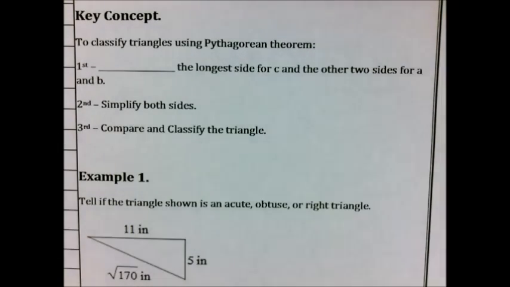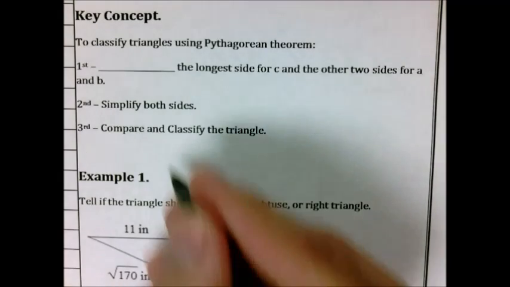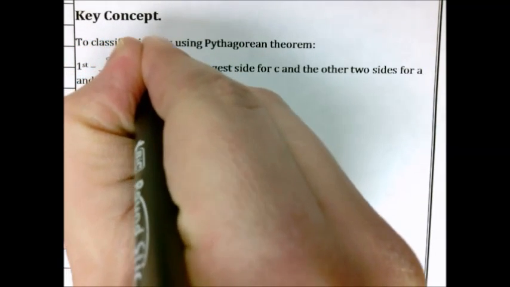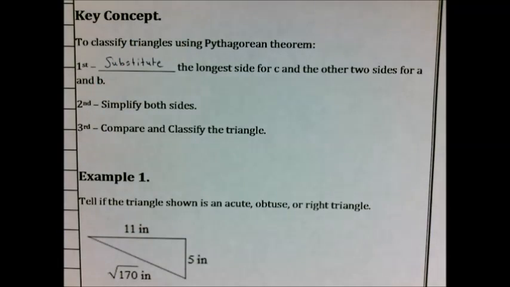So our key concept here, in order to classify triangles using the Pythagorean Theorem: first thing we need to do is substitute. We need to substitute the longest side of whatever we have for c, and the other two sides, those other two legs of the triangle, for a and b. Secondly, simplify both sides and then compare and classify the triangle using the Pythagorean Inequalities Theorem.